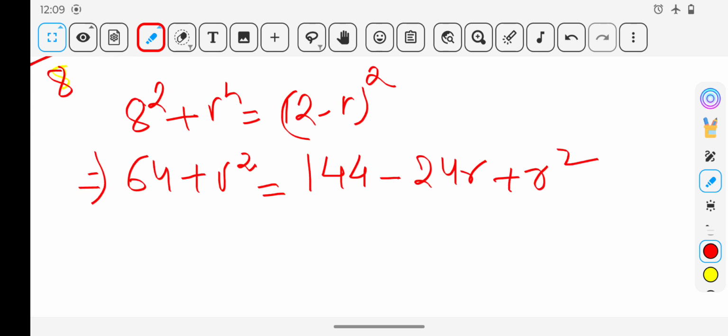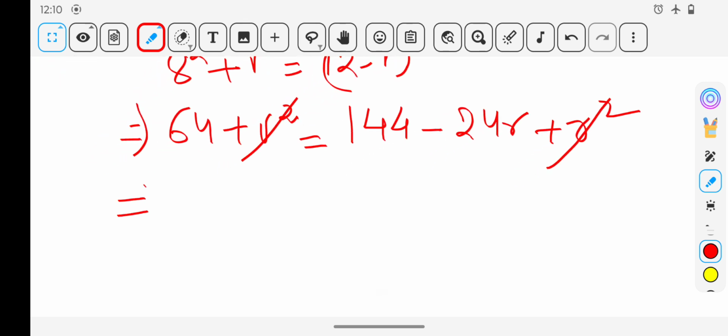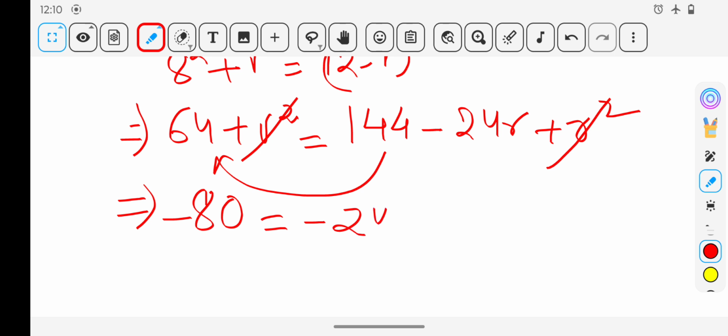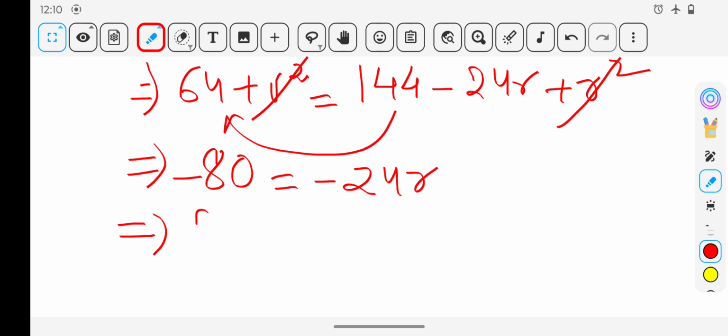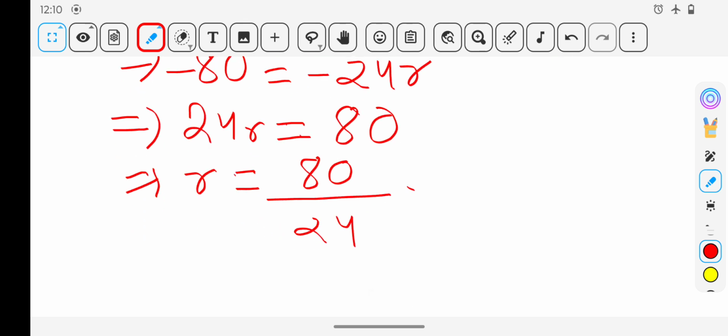plus R square. So this R square and this R square cancel out. That means 144 comes to this side, so we can say this is 80. 80 minus 80 equals minus 24R. That means 24R equals 80. R equals 80 by 24, that is 10 by 3, that is roughly 3.3.